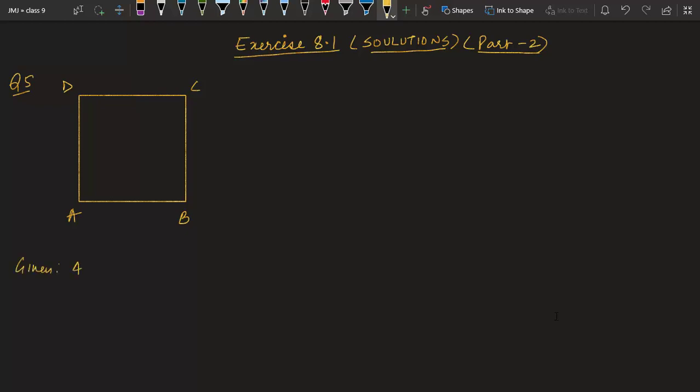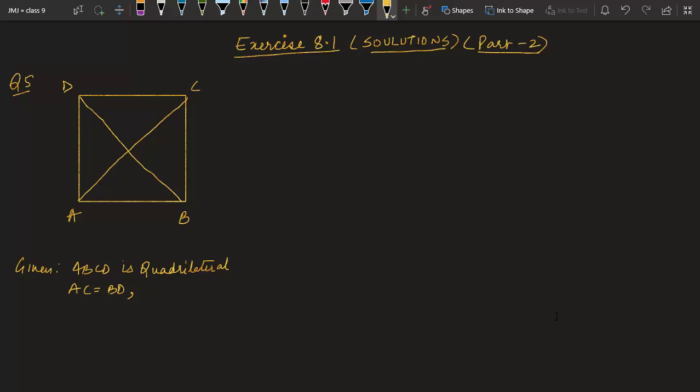First thing, ABCD is a quadrilateral. We should always write the given so that there is no confusion in our mind while solving the question. Second thing given to us is diagonals of quadrilateral are equal. So if we have two diagonals AC and BD, it is given in the question that they are equal. So AC is equal to BD.